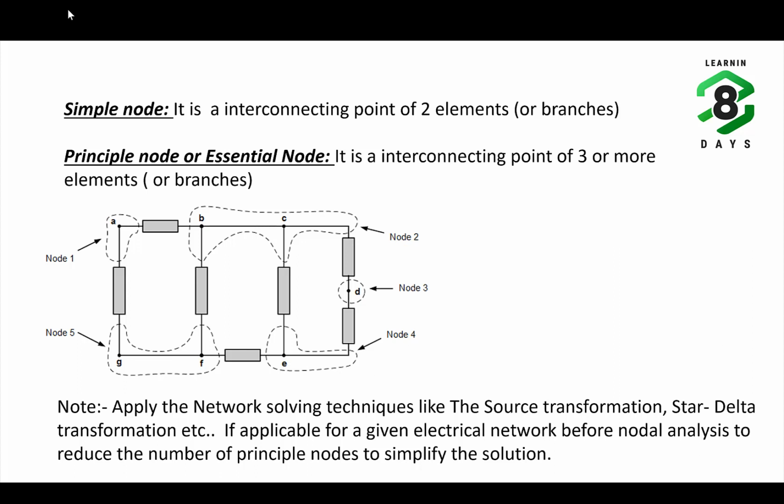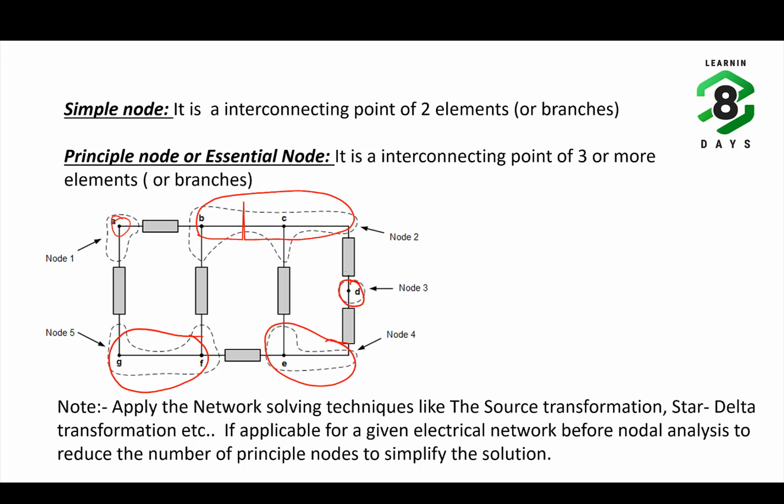As you can see in the figure, node A is an interconnecting point of two branches, so it is a simple node, whereas this complete node is a principal node where three elements are interconnected. Similarly, this node is a principal node, and this node is a principal node, because here three elements are connected to that particular node, whereas node D is a simple node. From the figure you can see that node 1 and node 3 are simple nodes, whereas node 2, node 4 and node 5 are principal nodes.